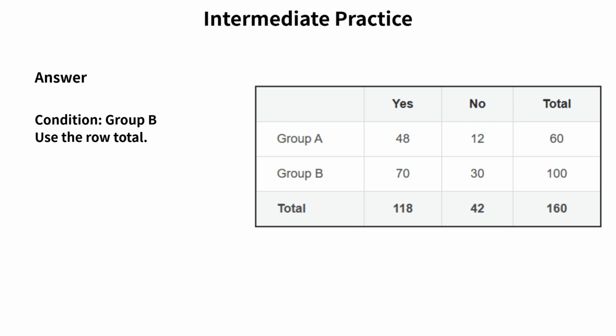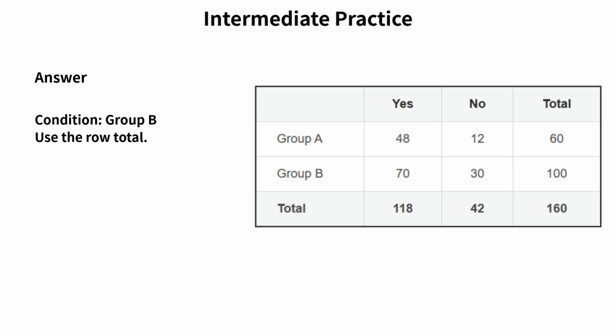Now read the question again with that in mind. We're asked for the probability that the answer is yes. So the real question becomes, within Group B, how common is yes? This is where many SAT mistakes happen. Students see the word probability and jump to the yes column. Others see the word yes and forget to ask, given what? But the SAT is precise. The condition always comes first, and the condition chooses the denominator.